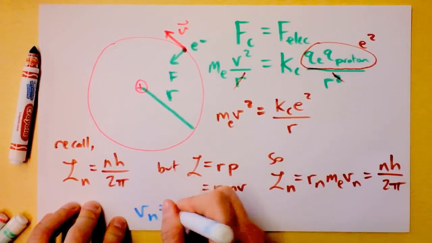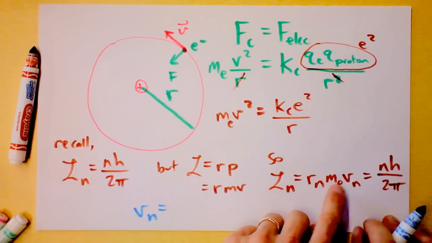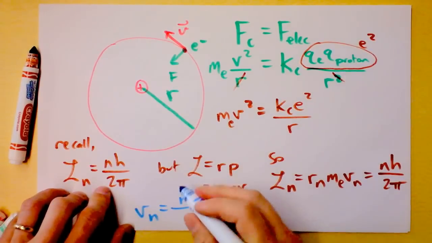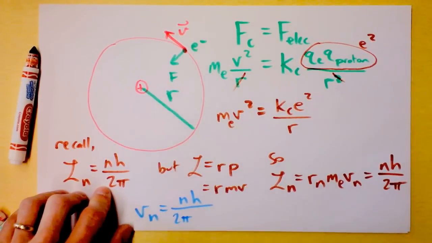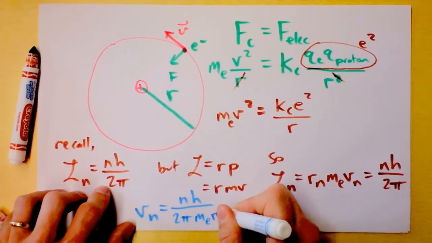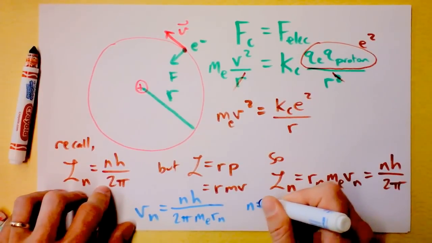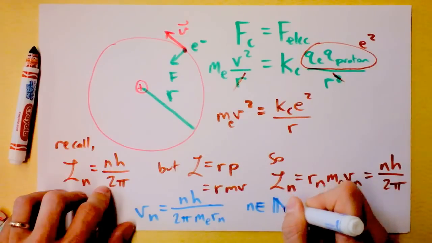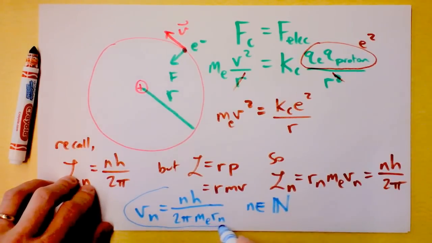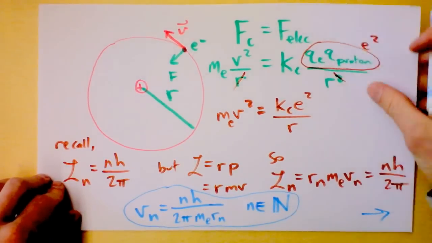Speed of the nth orbit is going to be, all I'll do is divide by the radius of the orbit and the mass of the electron. So I get n times h divided by 2 pi, put that out front because they don't have dimensions, divided by the mass of the electron and further divided by the radius of the nth orbit. And n can be any natural number. N is an element of the set of natural numbers, which means it goes 1, 2, 3, 4, 5, etc. We're going to come back to this equation right here, so I'll circle it. Turn the page.